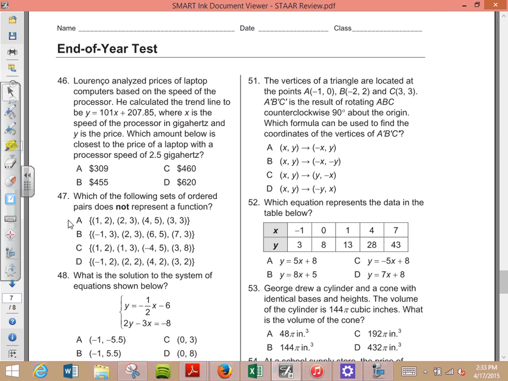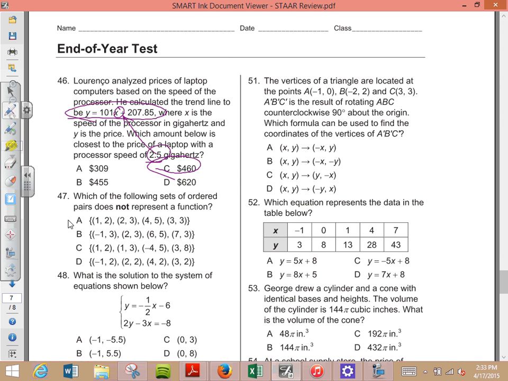Okay, Lorenzo analyzed the price of a laptop. On this one, all you have to do is plug it in. They give you the equation right here, and X represents the gigahertz. They're giving you the gigahertz. All you have to do is plug it in, and you get that one.